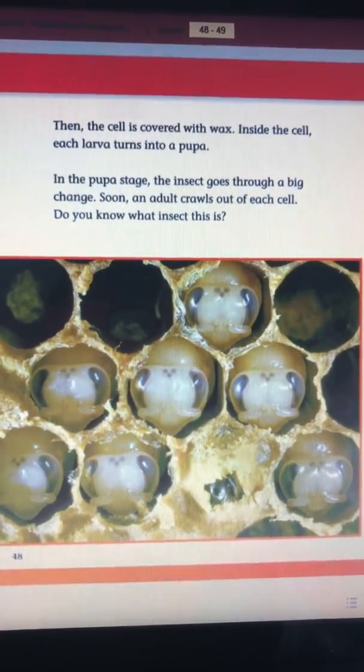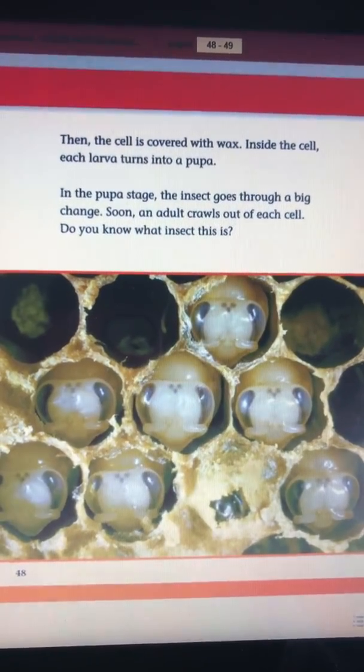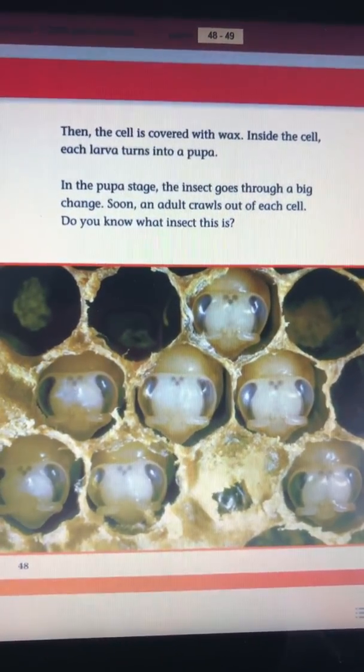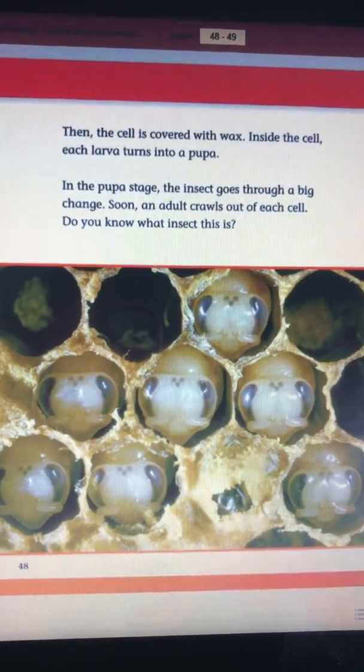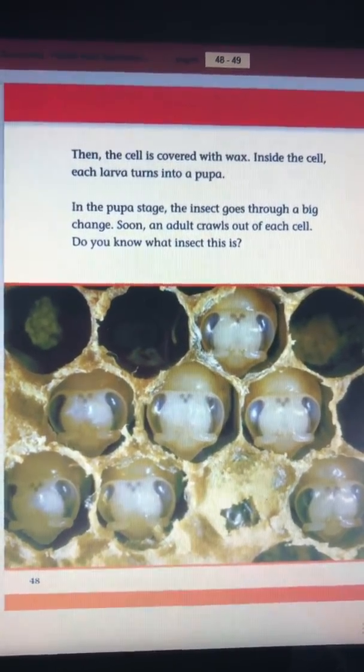Inside the cell, each larva turns into a pupa. In the pupa stage, the insect goes through a big change. Soon, an adult crawls out of each cell. Do you know what this insect is? Take a guess.